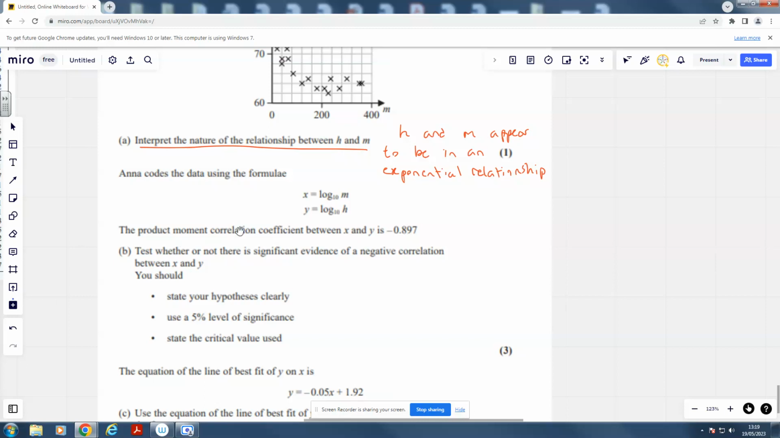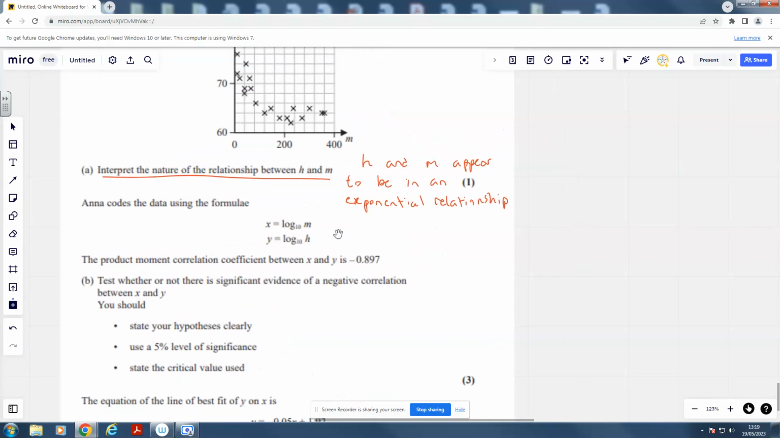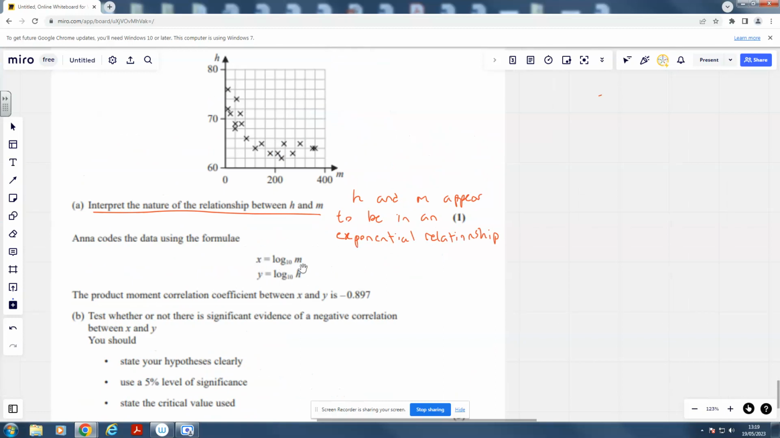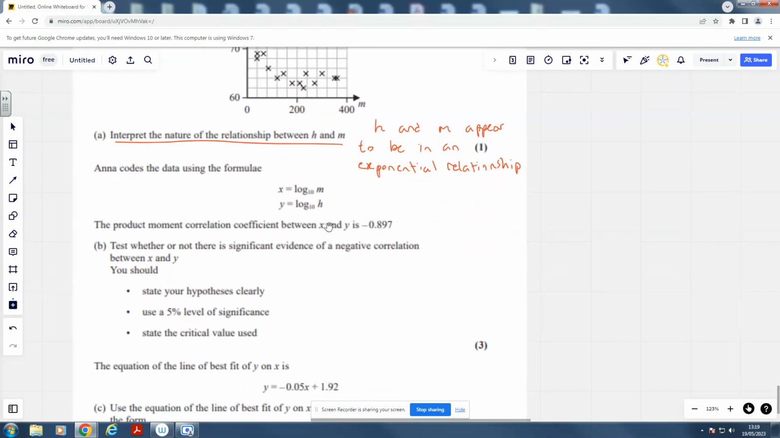Okay, the product moment correlation coefficient between x and y is minus 0.897. And x and y are log m and log h. So the data's been coded, and when you code it with logs like that, you're then expecting a straight line. And so if the correlation coefficient, which tests for linear correlation, i.e. how close it lies to a straight line, is very, very strong but negative, now, that would imply that there is indeed this kind of relationship going on.